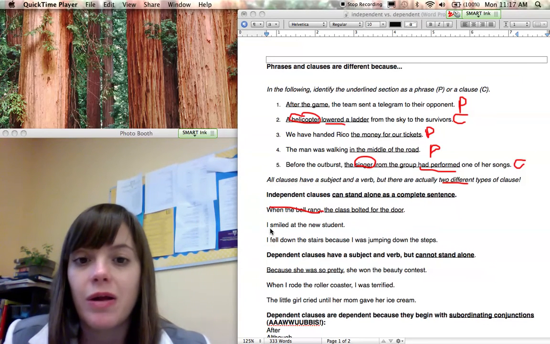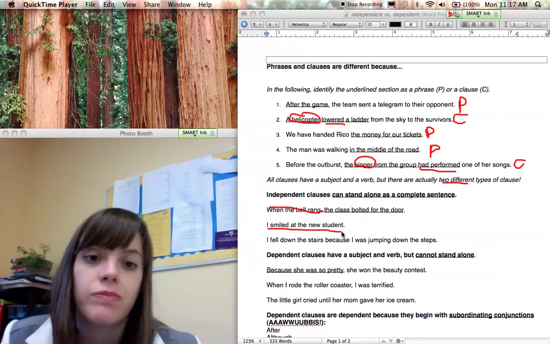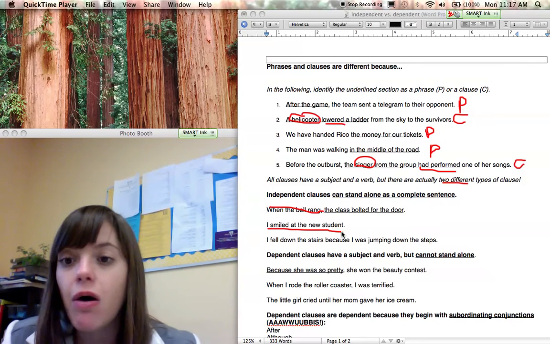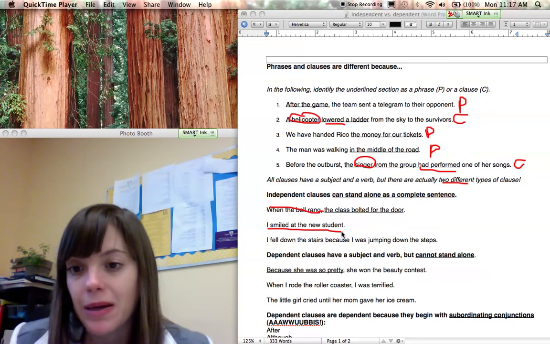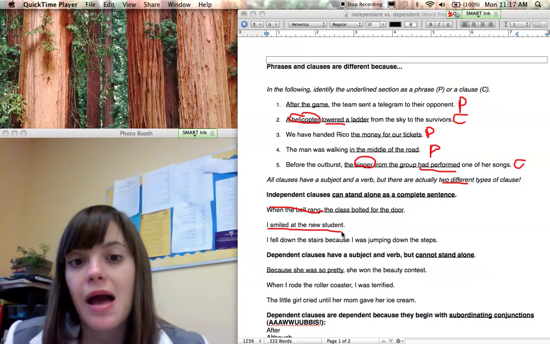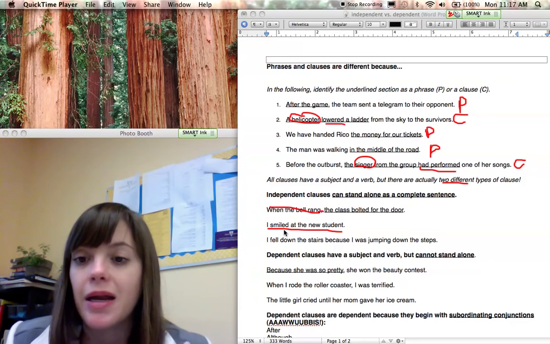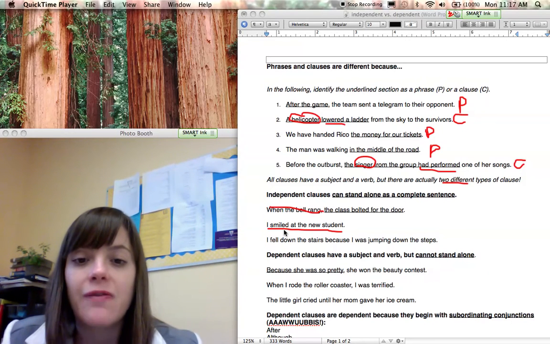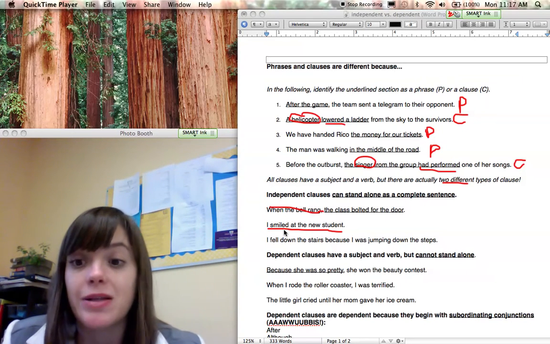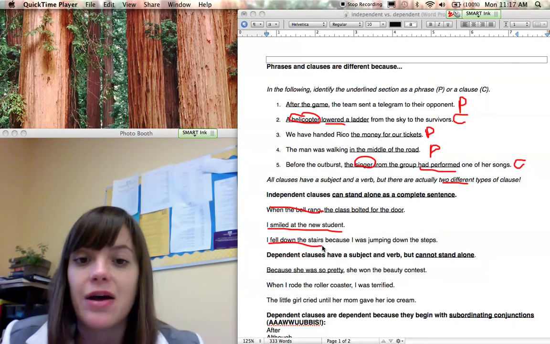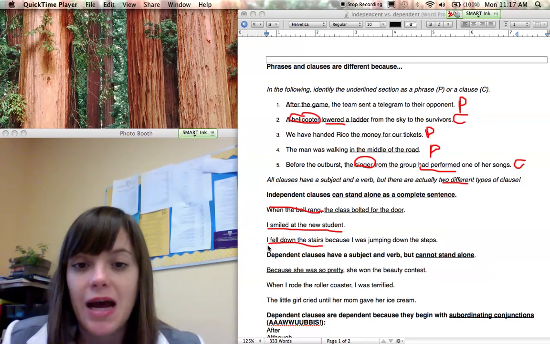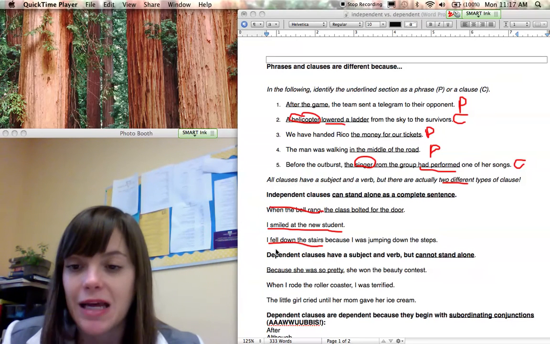Here we have the whole thing as an independent clause because all complete sentences have to have an independent clause in them. I smiled at the new student. We got my subject, we got my verb, and it can stand alone. All right, "I fell down the stairs because I was jumping down the steps." Here, my independent clause is going to be "I fell down the stairs." We have our subject, I, we have our verb, fell, and it can stand by itself.